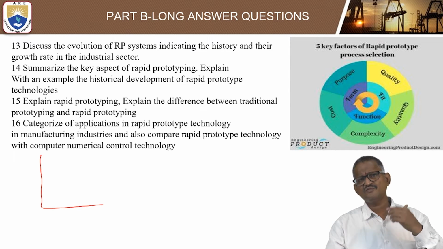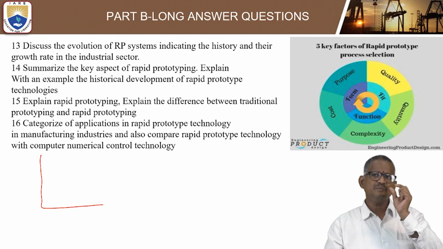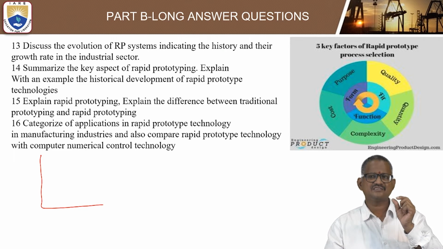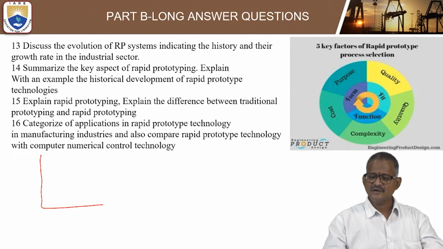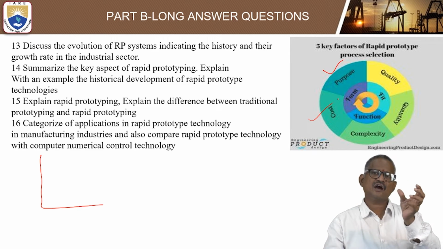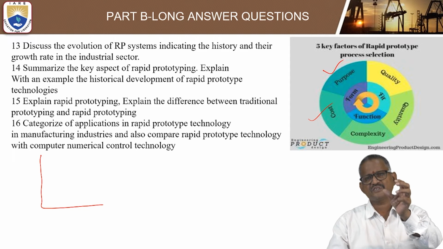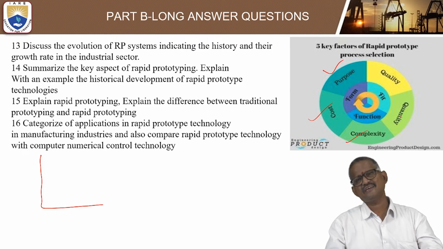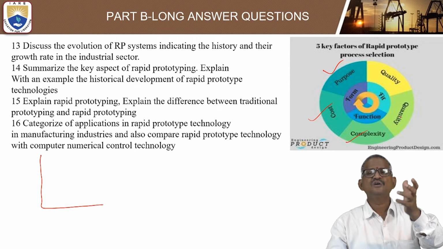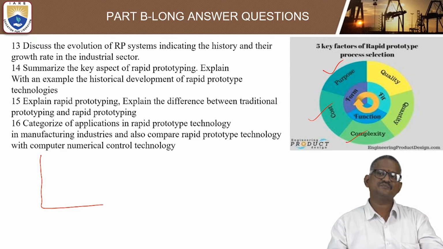And whenever you want to select the rapid prototype process, you should be able to remember the five major important things you can see in the diagram. So what is the purpose of that component, and what is the cost? So even a common man should be able to afford to purchase that component. Complexity: even any type of complex shape you can easily produce by 3D printing.